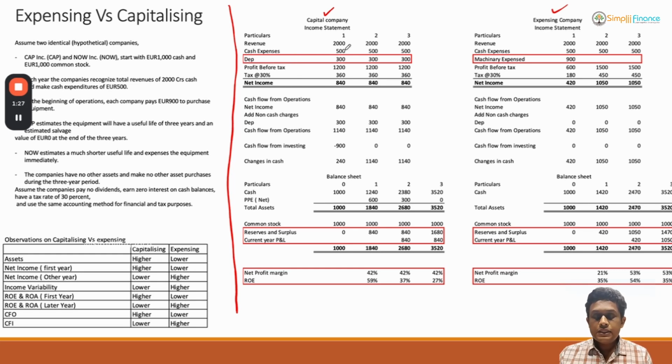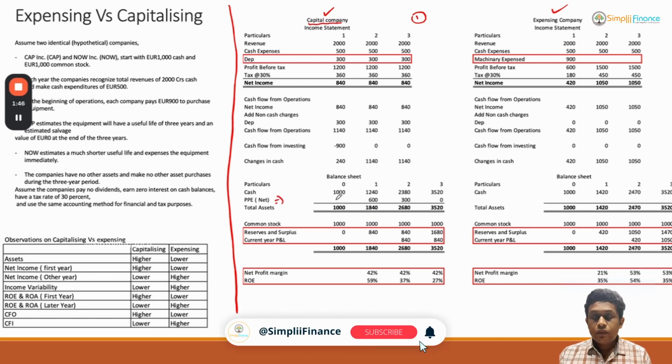They both have the exact revenues. Both of them have revenues of 2,000 rupees for each year and a cash expense of 500 rupees. First difference is that the capitalizing company shows the asset in the balance sheet, as you can see here, and claims for depreciation and charges depreciation.